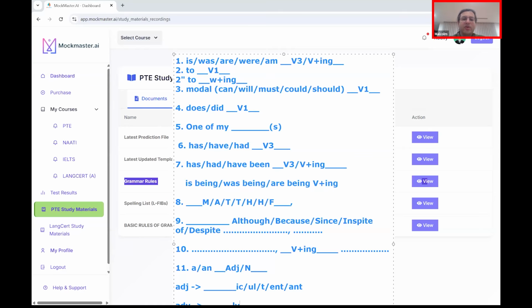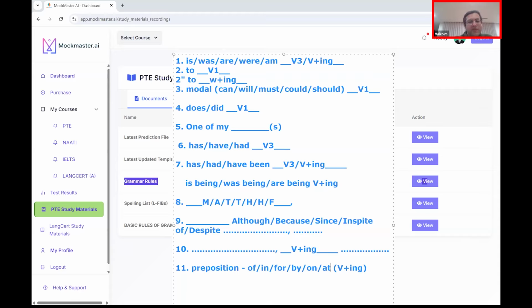There is one more very important rule, and that is of prepositions. I already explained it, but once more I'll say, after a preposition, if there is a blank, 100% it will be verb plus ing. What is a preposition? Of, in, for, by, on, at. If there is a verb, it has to end with ing. So keep your eyes open for such words before the blanks.